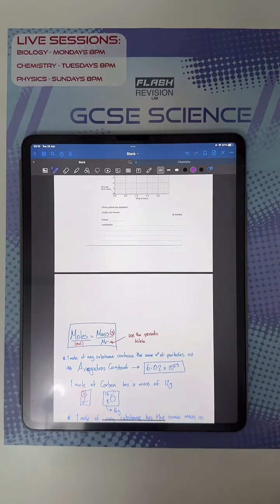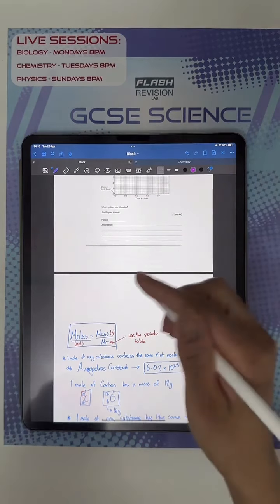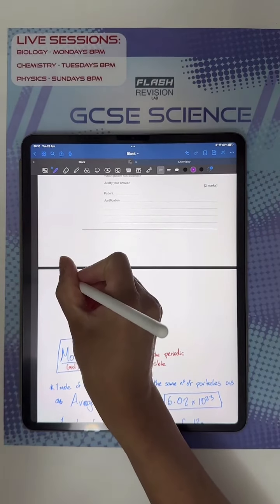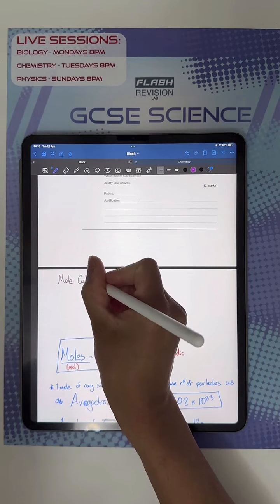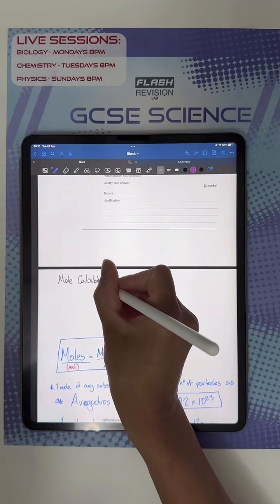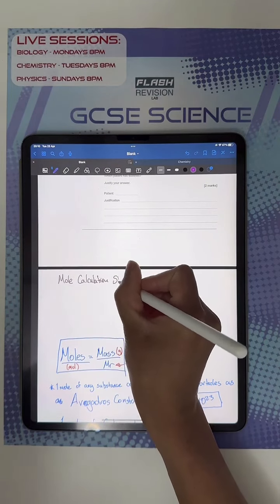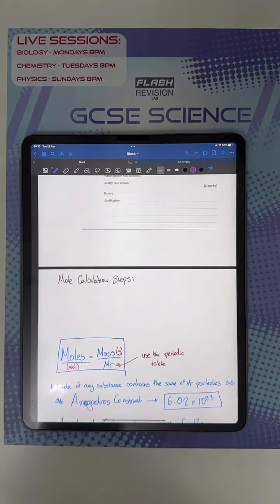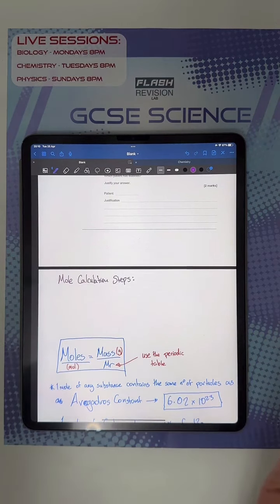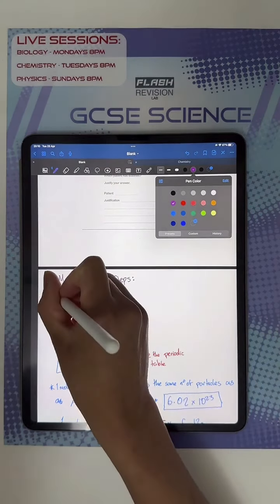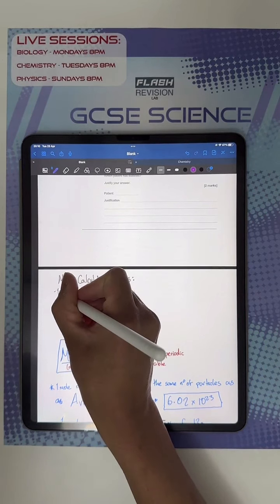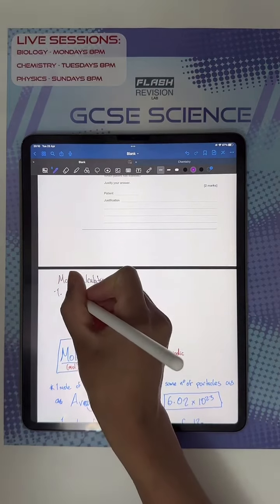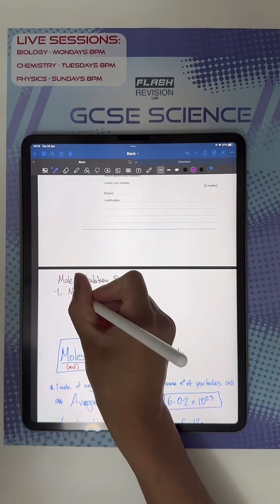And everyone does it a different way. But for today's session, I'm going to do these steps. So mole calculation steps. So you might do it differently, that's fine. But just for people who don't know how to do it, the first step I tell people to do is, on the equation, basically note down the known and unknown substances.